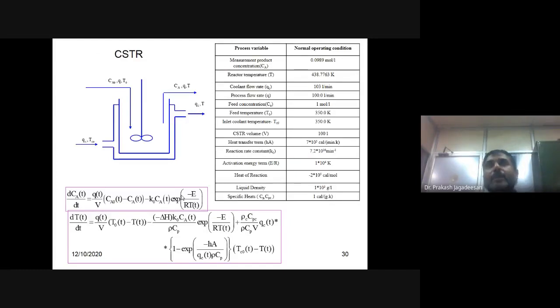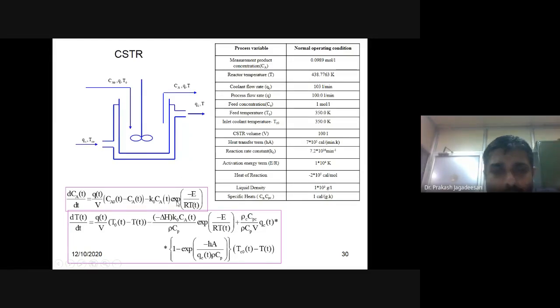So let me explain this with the help of this simple chemical reactor, a continuous stirred tank reactor. Let's not worry about the process. The governing equations of this continuous stirred tank reactor are shown here. The first one is a differential equation. This is also a differential equation. Rate of change of reactor concentration with respect to time. Rate of change of temperature with respect to time. This is basically the governing equation of the CSTR.